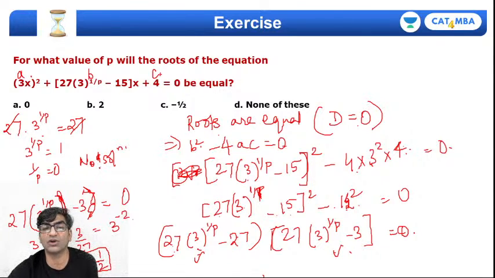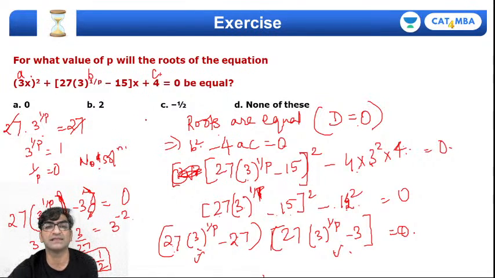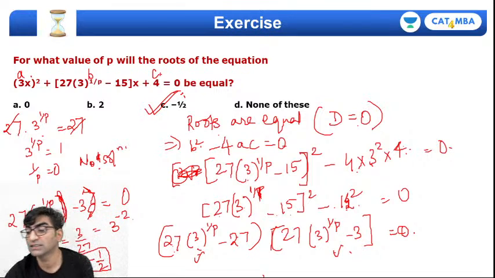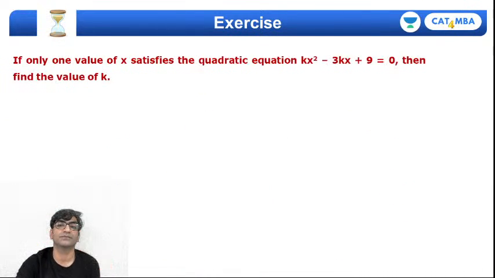So the first case is not possible, no solution at all. The second case happens when p is equal to minus half. And isn't that the question? What is the value of p? Answer is option C. Okay, let's go ahead.